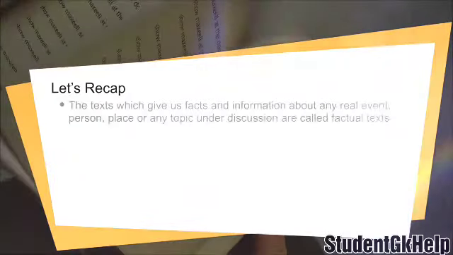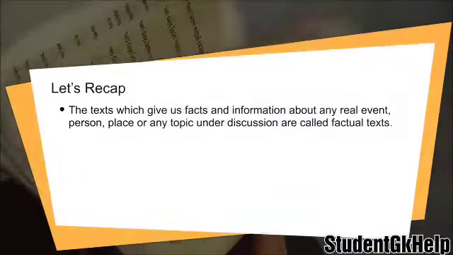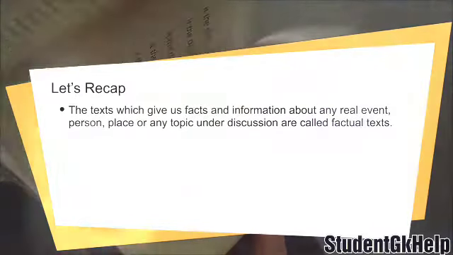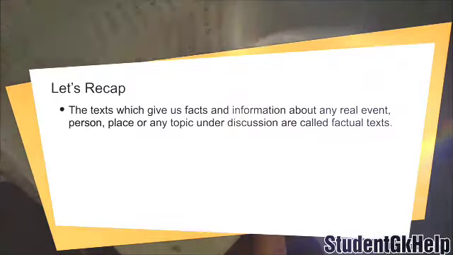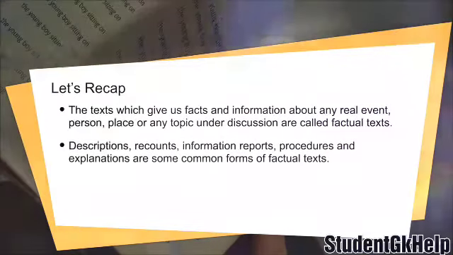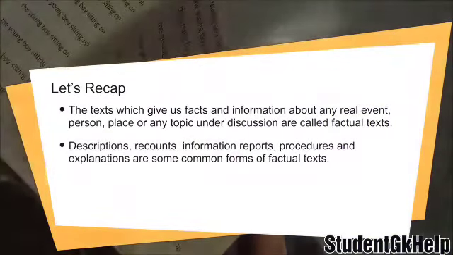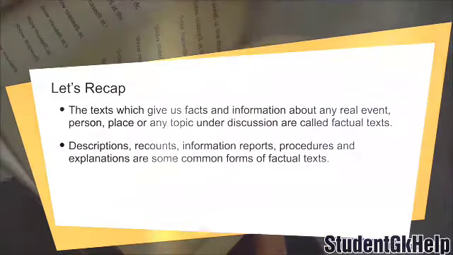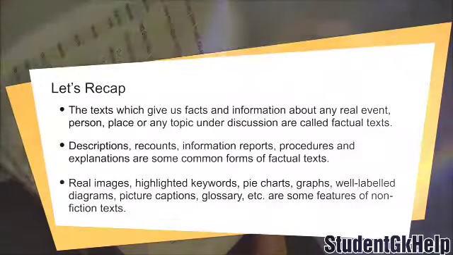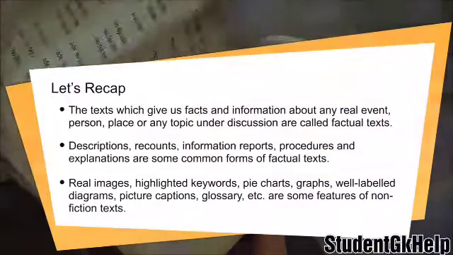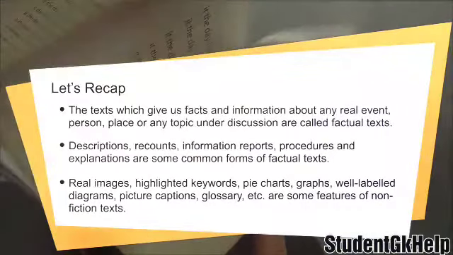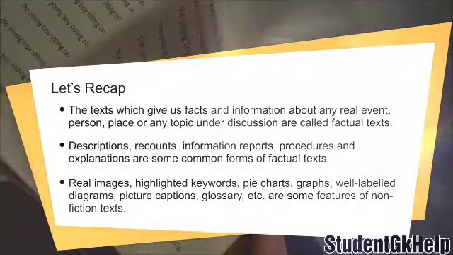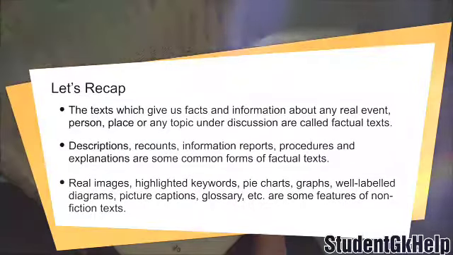Let's recap. The texts, which give us facts and information about any real event, person, place, or any topic under discussion, are called factual texts. Descriptions, recounts, information reports, procedures, and explanations are some common forms of factual texts. Real images, highlighted keywords, pie charts, graphs, well-labeled diagrams, picture captions, glossary, etc. are some features of non-fiction texts.